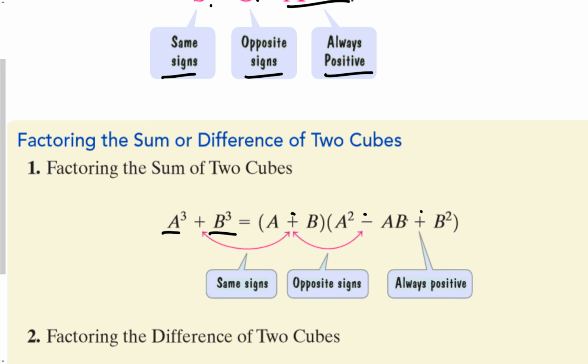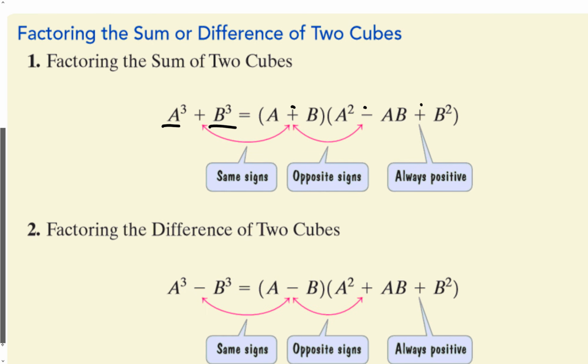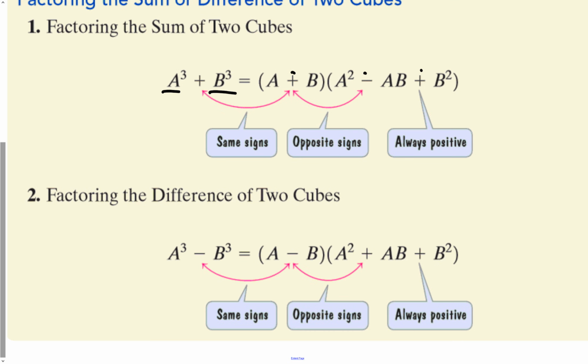For a difference of two perfect cubes, with a minus there, think about what's going to happen. Same sign, opposite sign, always positive. Negative, positive, positive. Might seem weird that there's so many positives in this, but if you were to distribute this, 1, 2, 3, 4, 5, 6, all those middle terms, except for the first term and the last term, they would all cancel out. Okay, and that's why this actually works for factoring.